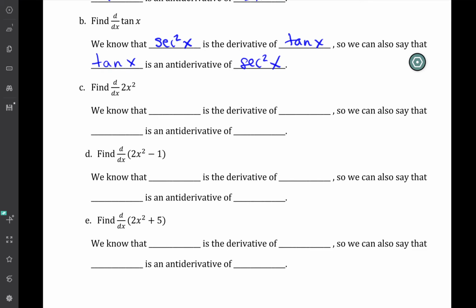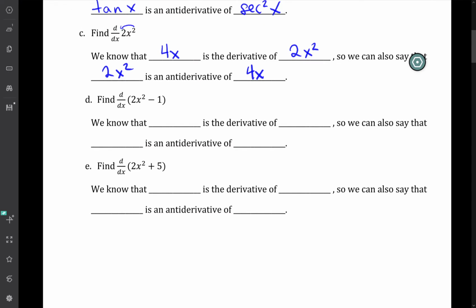Tangent is the function we take the derivative of to get secant squared. Okay, derivative of 2x squared, so that's going to be a power rule. We're going to drop that 2 down in front and get 4x to the 1 is the derivative of 2x squared, which means that we can say that 2x squared is an antiderivative of 4x. Okay. Let's see, 2x squared minus 1. Okay, so we're going to start off with that same power rule, 4x, and then the derivative of 1 is 0, so just that is the derivative of 2x squared minus 1. So we can say that 2x squared minus 1 is an antiderivative of 4x.